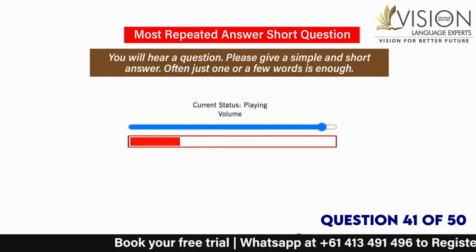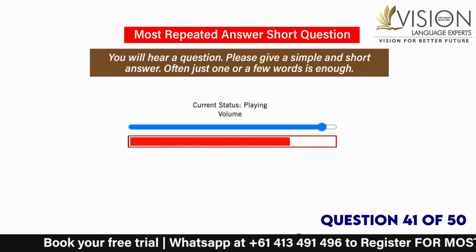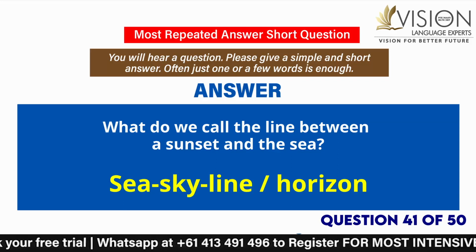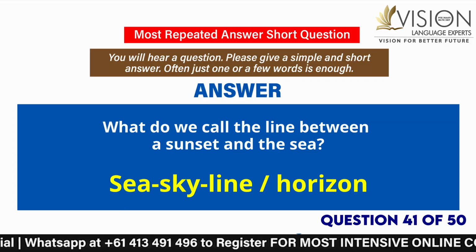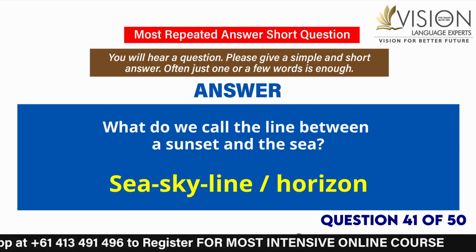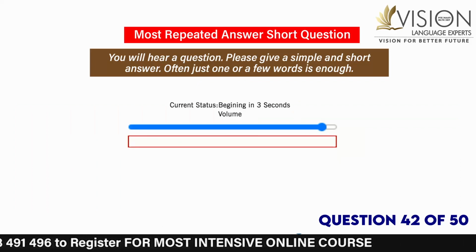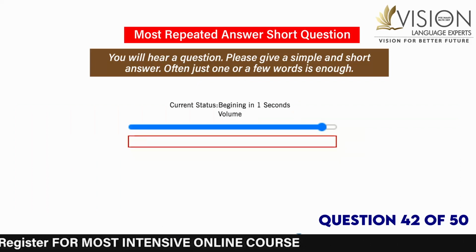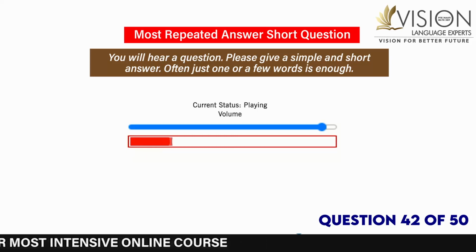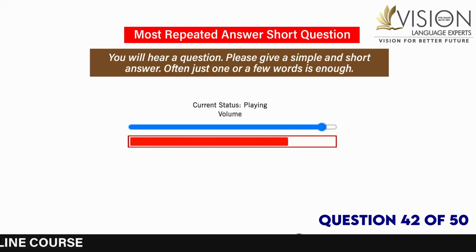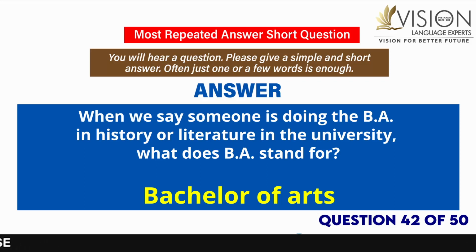What do we call the line between a sunset and the sea? Sea sky line, horizon. When we say someone is doing the BA in History or Literature in the university, what does BA stand for? Bachelor of Arts.